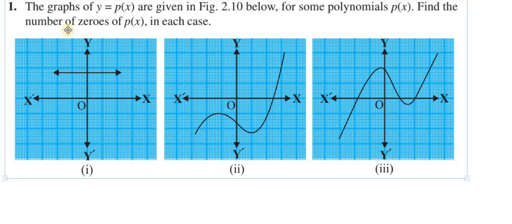Okay, look into this example here. The graphs of y equal to p(x) are given in the figure 2.10 below, where p(x) is some polynomial. Find the number of zeros of p(x) in each case.